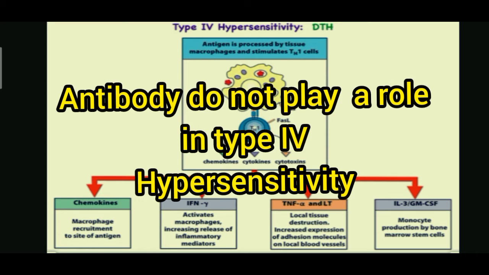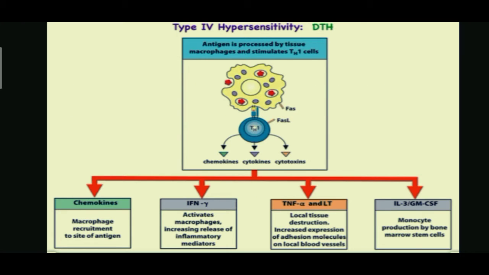Antibodies do not play a role in type 4 hypersensitivity reactions. Very important point: antibodies do not play a role in type 4 hypersensitivity. It is cell-mediated immunity that is responsible, specifically T cells, mainly T helper cells, and sometimes T cytotoxic cells are also involved.